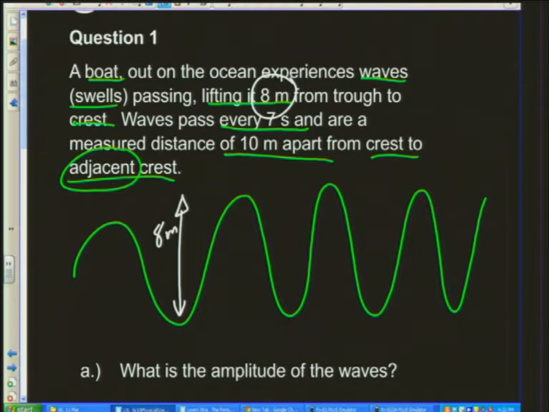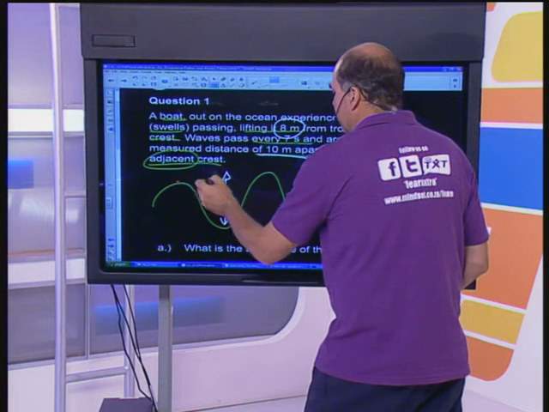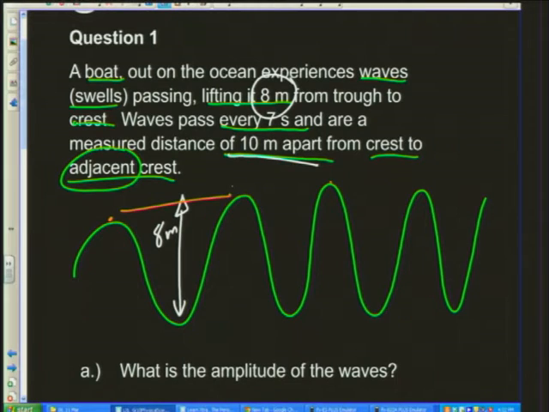Now, the next thing it tells me is the measured distance of 10 meters apart from crest to adjacent crest. Now, it doesn't mean from this crest to that crest. No, they're not next to each other. But from this crest to that one, that's 10 meters. And in the same way, from that crest to the next crest is also 10 meters, and so on. I hope you get the picture. They're all 10 meters apart from each other.